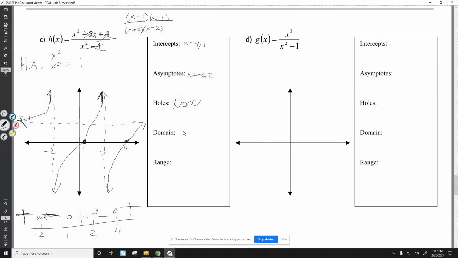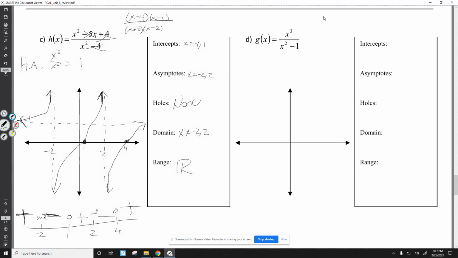So the domain is easy. It's all the x's except for -2 and 2. But the range is actually all the y's. I go from positive infinity down to negative infinity right here in between these vertical asymptotes, -2 and 2. Which is a little bit different, which is interesting.